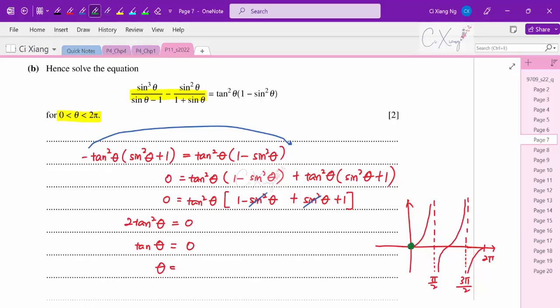You can see that tangent theta equals 0 when theta equals 0. And then tangent theta equals 0 again when x is equal to pi. This is not pi over 2, because pi over 2 is an asymptote, so this value itself should be pi. So I have 0 and also pi to get tangent theta equals 0. So my theta would be 0 and pi.